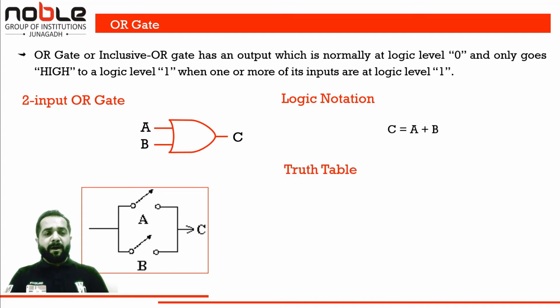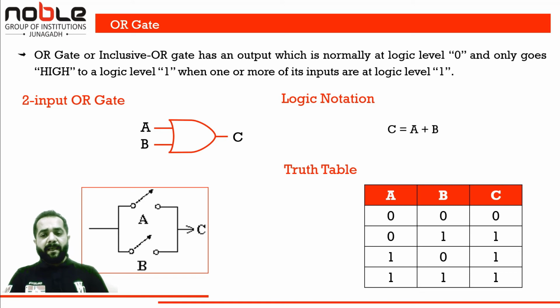Truth table of the OR gate. As we know, there are two input leads, so there are four possibilities. A is equal to 0, 0, 1, 1, B is equal to 0, 1, 0, 1 and the output C is equal to 0, 1, 1, 1. From the equation C is equal to A plus B.